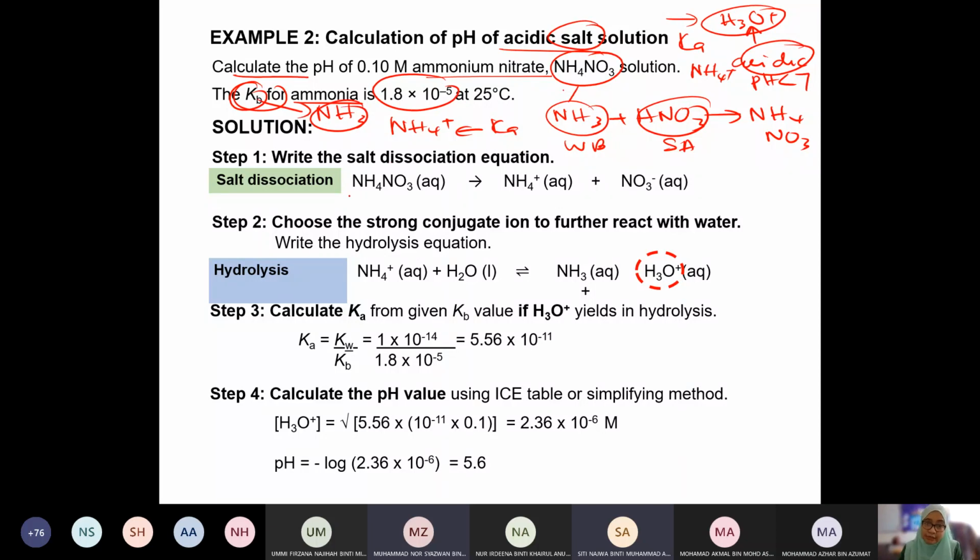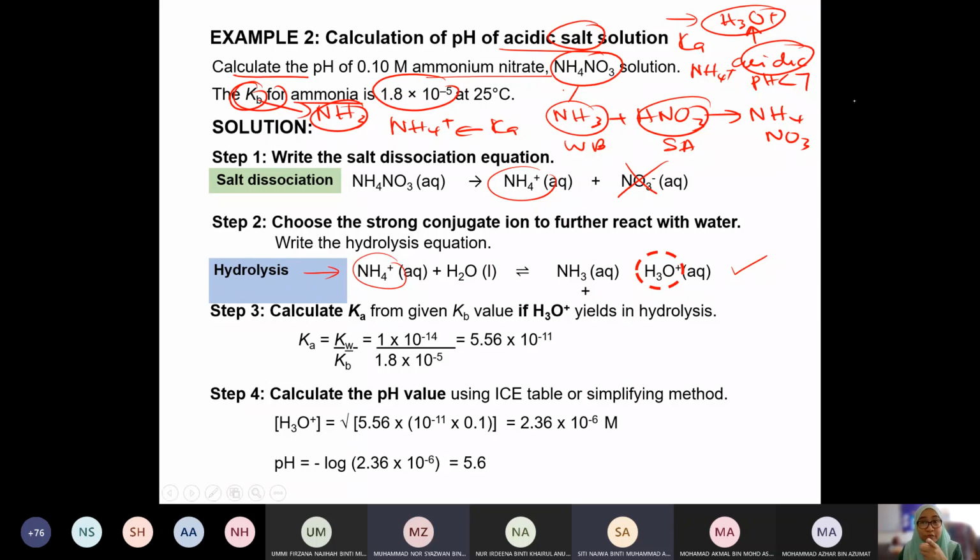Okay, so as usual, you have to have the salt dissociation. This one will not be hydrolyzed. This is the only ion that will hydrolyze in water. So you have to have this equation. This carries marks, okay. If this equation is missing you lose marks. This one too, if it is missing you lose marks. So this NH4+ will react with water.